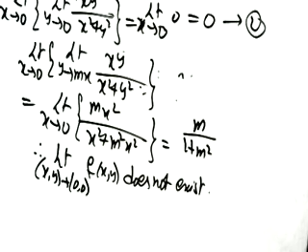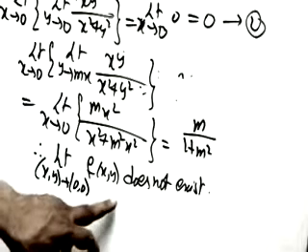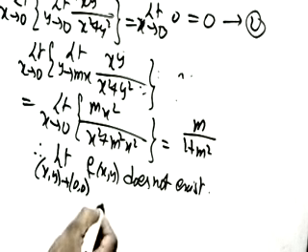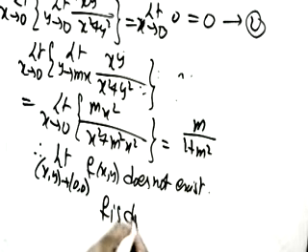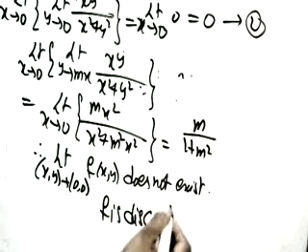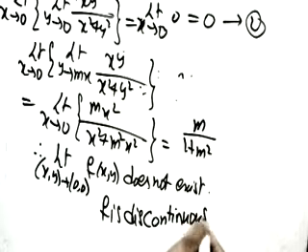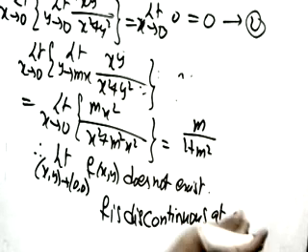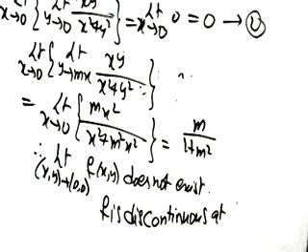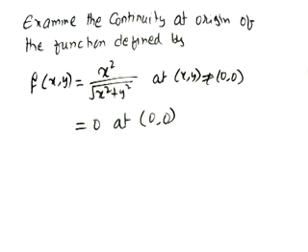For continuity, we have two conditions. The first condition is that the limit should exist. And the second condition is that the value of the limit should be equal to the value of the function. Because the limit does not exist, we say f is discontinuous at x comma y tends to 0 comma 0. Is discontinuous at 0 comma 0.